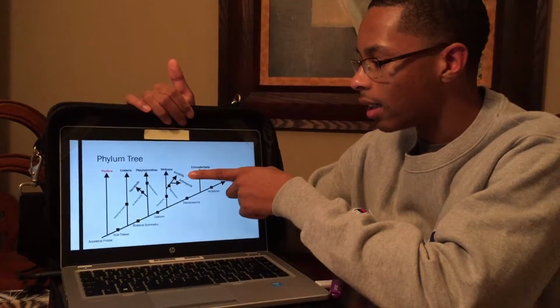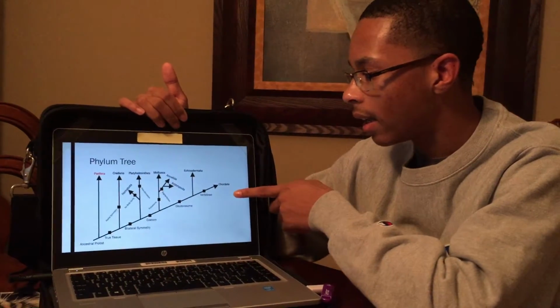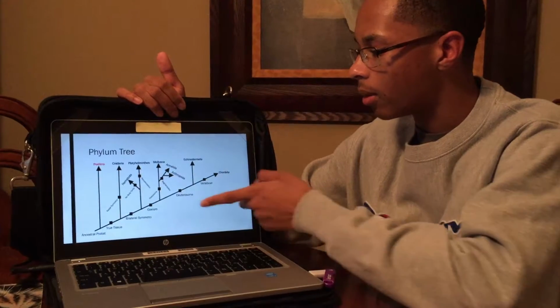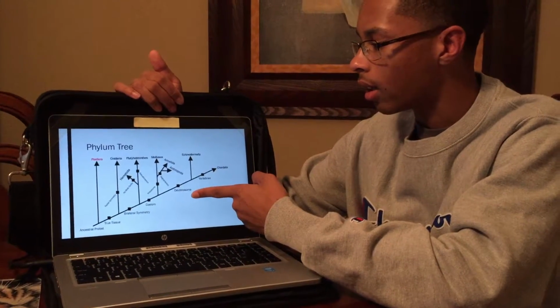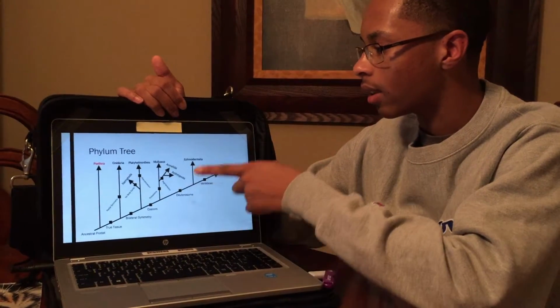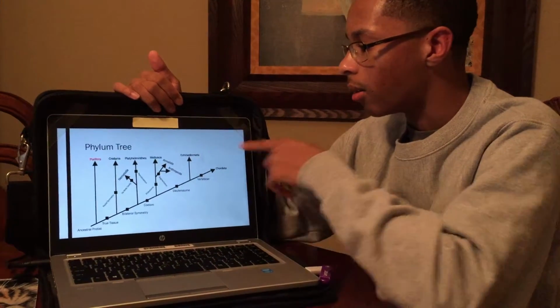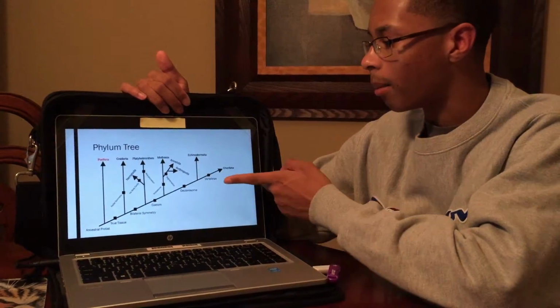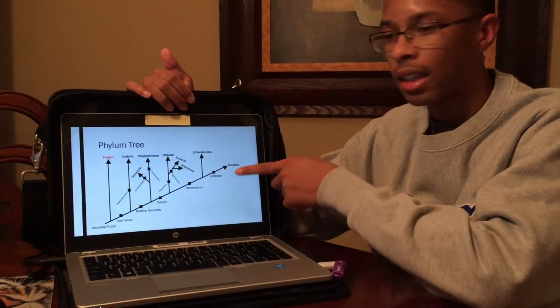And the annelida and arthropoda are set apart by segmentation. And then after that, there's deuterostomes, which consists of echinodermata, and then vertebrates, which contains chordata.